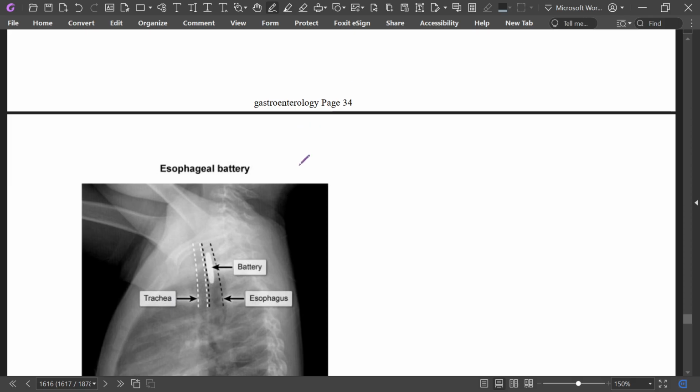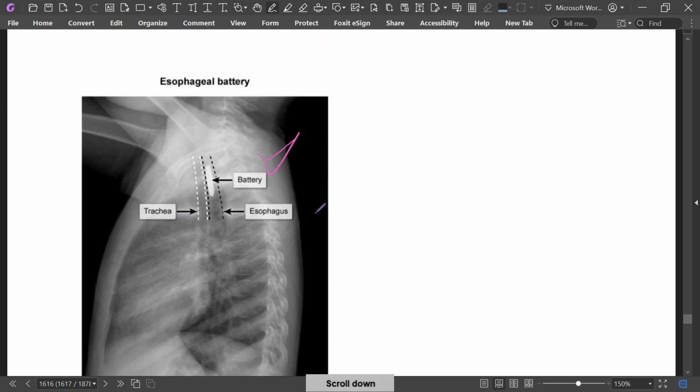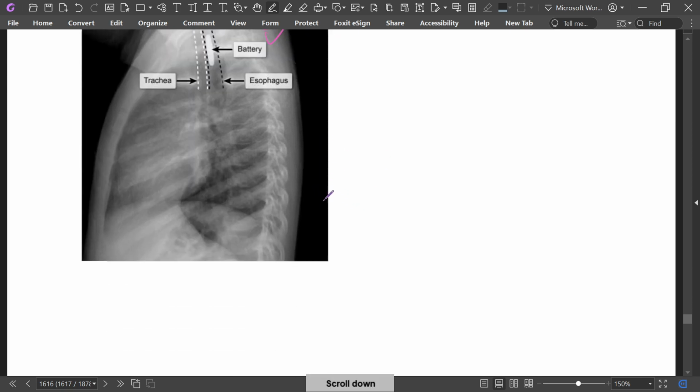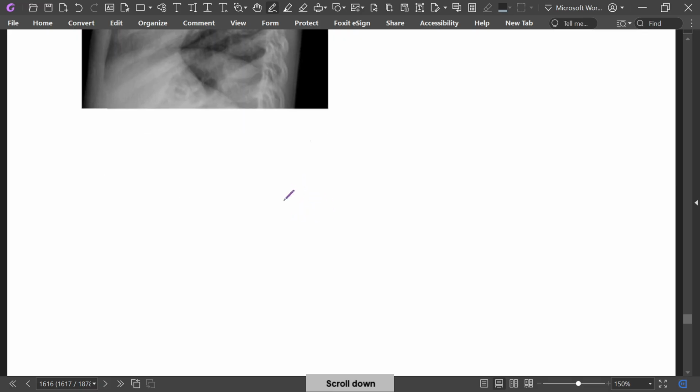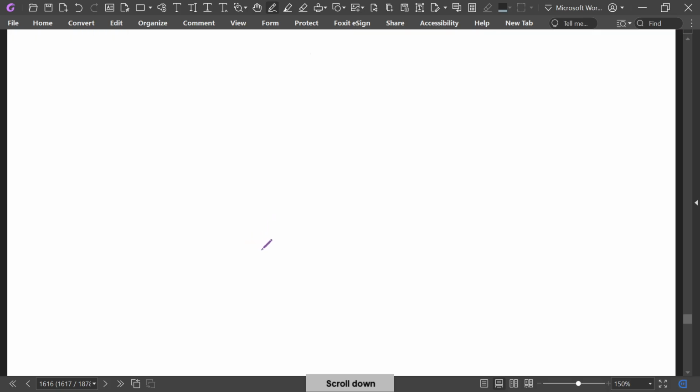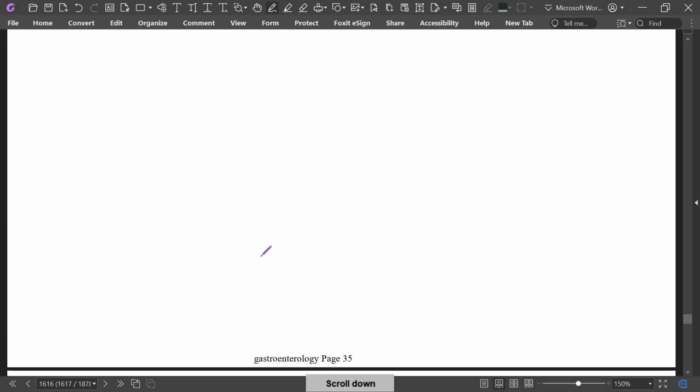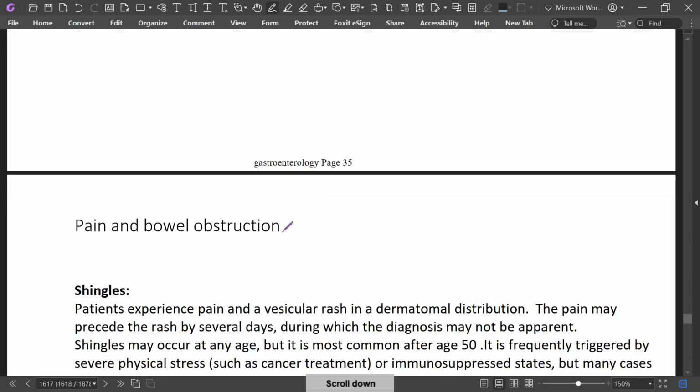Sorry, this is the picture of a battery. This is the trachea, and this is the esophagus. In here there is a button battery. So these should be removed endoscopically. Endoscopic removal should be done in such cases.